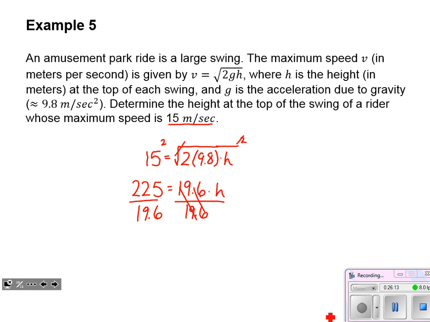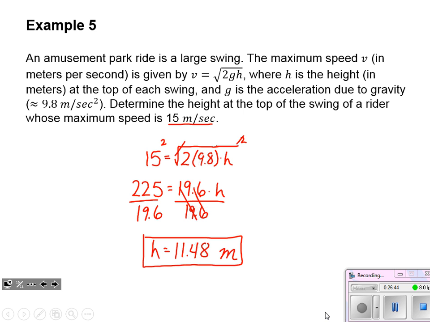Clearly, they want a decimal answer here, so give me 1 second to power up the calculator and see what that would be. 225 divided by 19.6, 11.48. So that h we were looking for is 11.48, and our units for height, meters. Consider that's pretty close to 40, 45 feet.